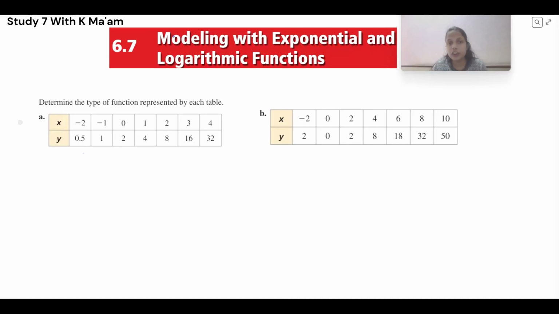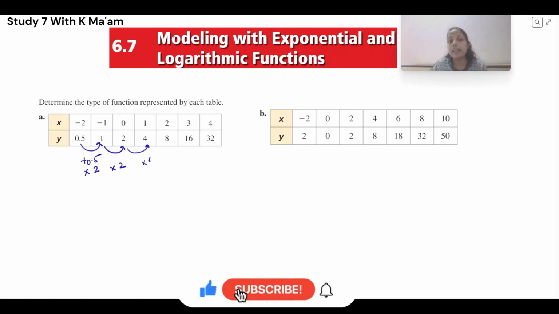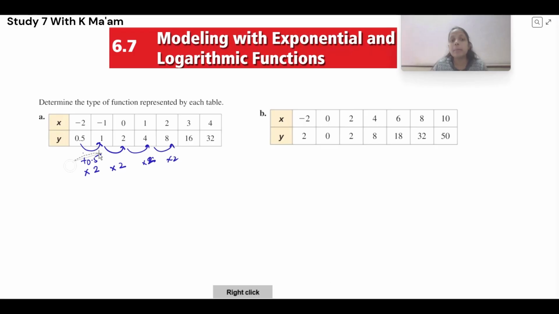So x values are changing continuously. Y values are changing in this way. See how 0.5 changed to 1. Either I add 0.5 or I can multiply by 2. How did 1 change to 2? Only multiply by 2. 2 changed to 4, multiply by 2. Then again multiply by 2. So that means the multiplication factor is there. If there is a multiplication, that is an exponential function. So you will say it is an exponential function.